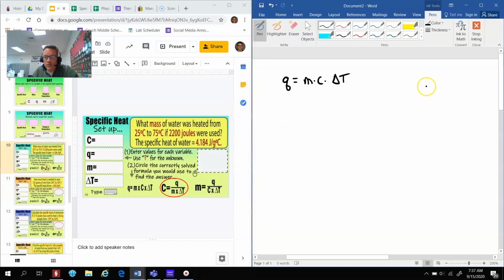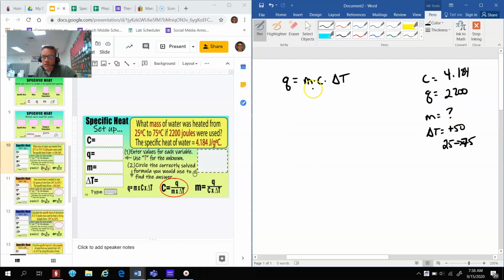So, like I said, in this one, let's go through and write down what the problem tells us, because it's asking for what mass, and the temperature change goes 25 to 75. So hopefully you can do that math in your head, because that's plus 50. And if we use 2200 joules of energy, that's our Q, and then the specific heat of water is given to us. Excuse me, I got those backwards. It's good to pay attention to that. So Q is 2200, and the specific heat is C. That's 4.184.